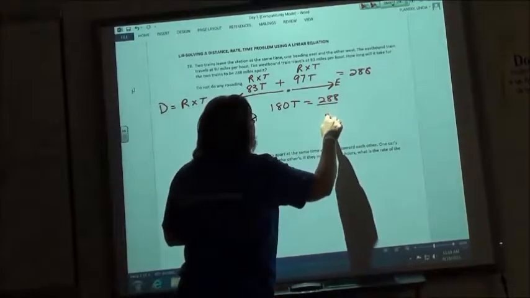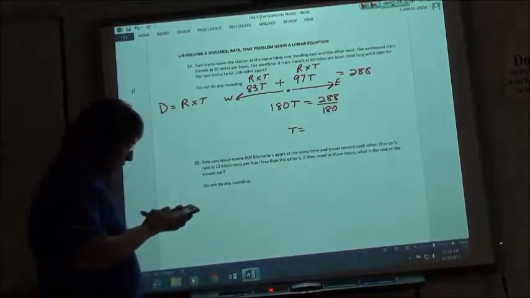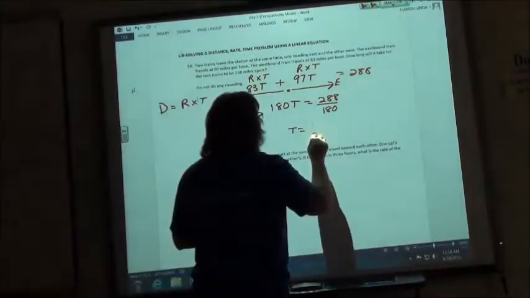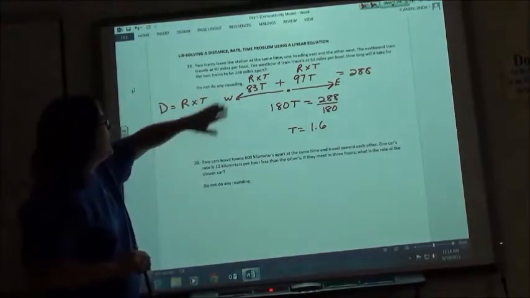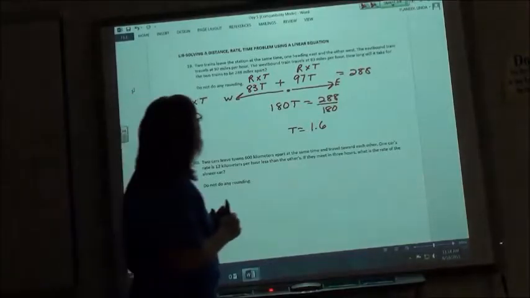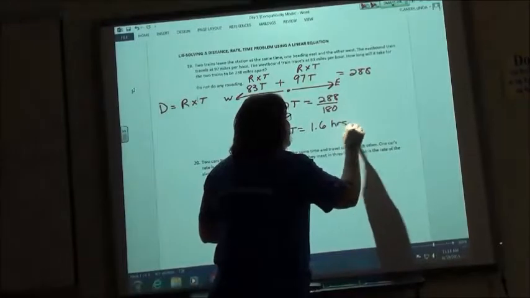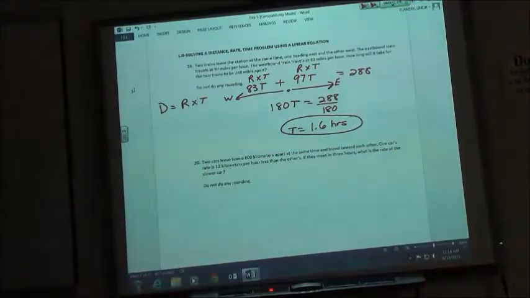In order to solve that for t, I'm just going to go ahead and divide. So 288 divided by 180 gives me 1.6. Do not do any rounding. How long is it going to take them? This is in miles per hour, so it's going to take them 1.6 hours in order to be 288 miles apart.